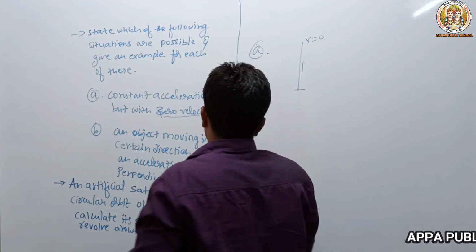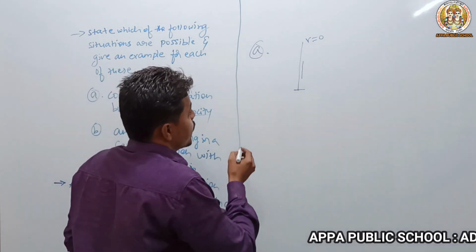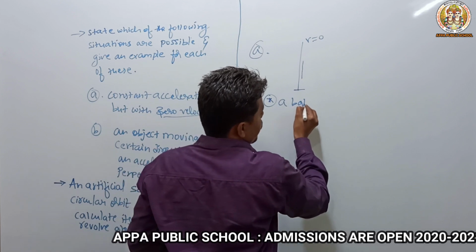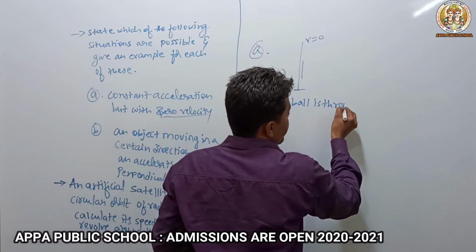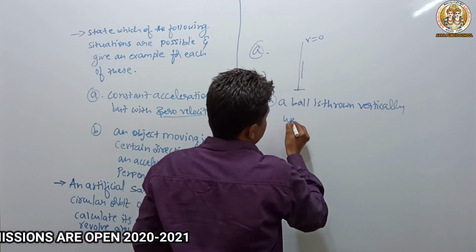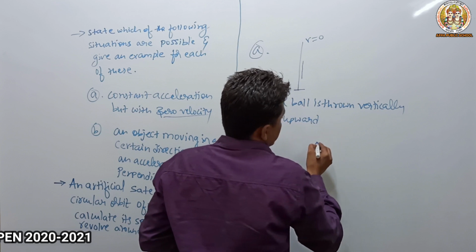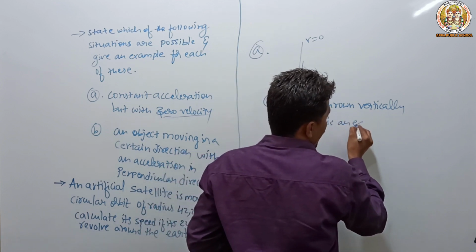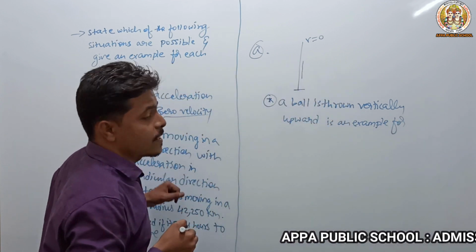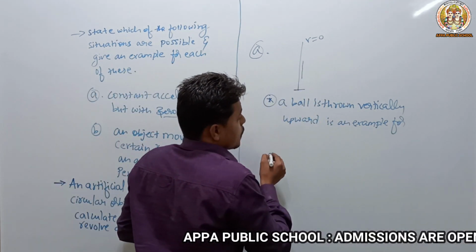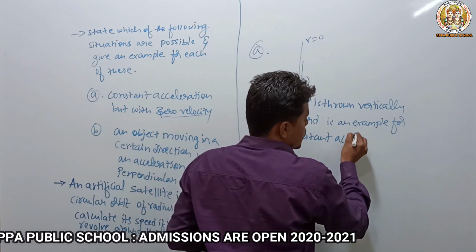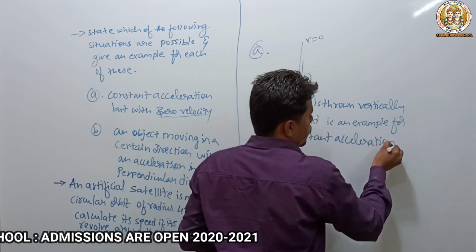You can write this answer in this way. A ball thrown vertically upward is an example for constant acceleration but zero velocity.